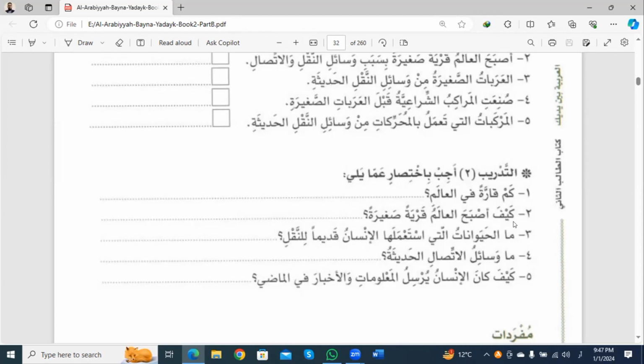ما الحيوانات التي استعملها الإنسان قديما للنقل؟ الحيوانات, animals. Which animals did humans use in the old era for transportation? الجمال، الحمير، والبغال. Right. Carry on.